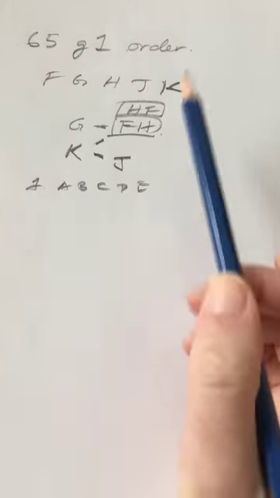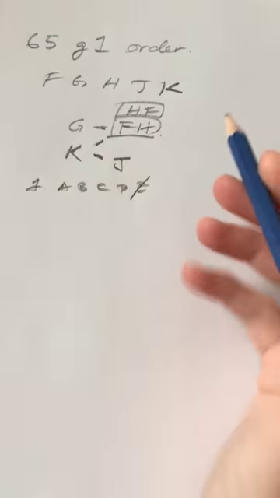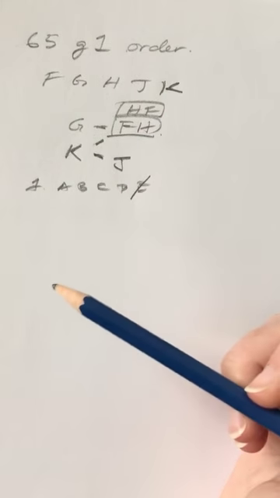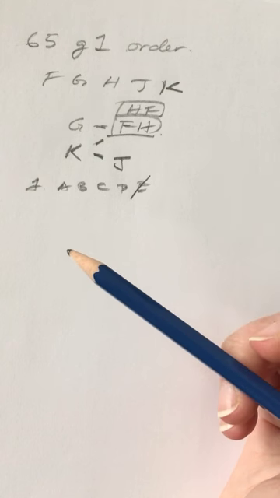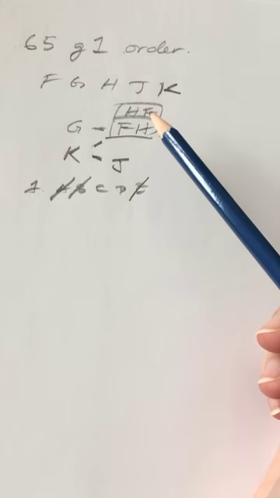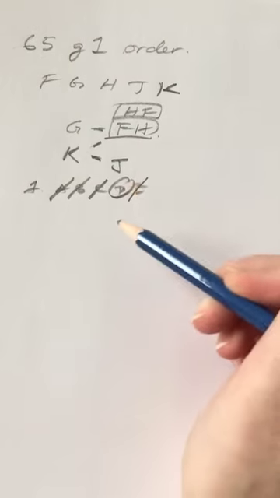So the first rule is that G is earlier than F. So E breaks that rule. The second rule, K is earlier than both H and J, so we actually have both A and B breaking that rule, and then H and F have to be next to each other, so C is out, so the correct answer there is D.